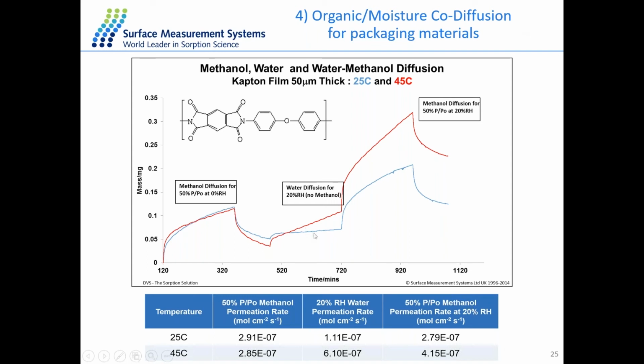And I think we already talked about the water sorption only. And the last step is we have methanol with the background humidity of about 20%. So this time, the diffusion rate or the permeation rate for methanol molecules at 45° is about twice as large as at 25°. So this means with the help of background humidity, at higher temperature, the diffusion rate for methanol is also improved. So this simple study just tells us about the potential of DVS to study this kind of temperature effect or the background humidity effect on the diffusion for the packaging materials.